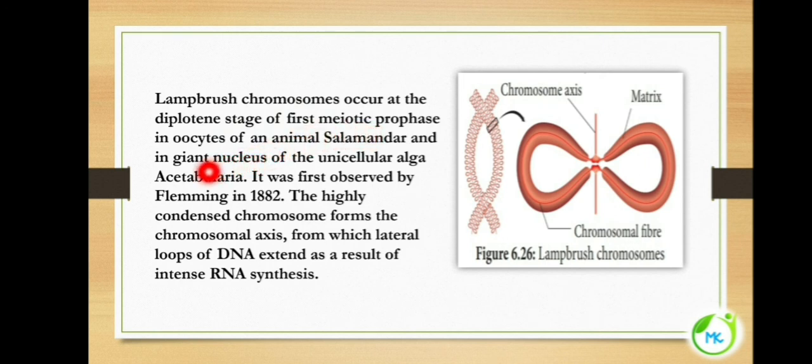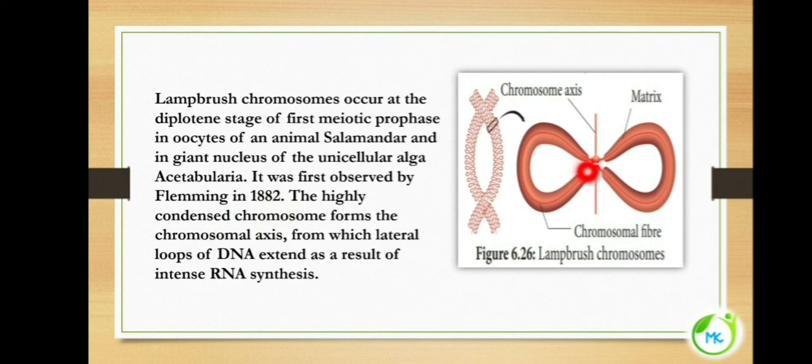It is found in the oocyte of an animal called salamander. So in salamander also you could find this Lampbrush chromosome, and apart from that it is also seen in the giant nucleus of the unicellular alga Acetabularia. So in this alga also this Lampbrush chromosome is found. And who first observed this Lampbrush chromosome? It was first observed by Flemming in the year 1882.